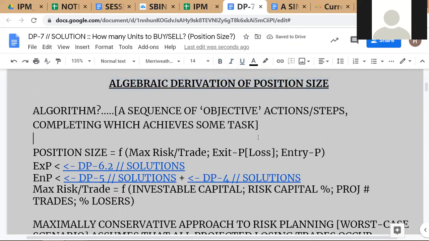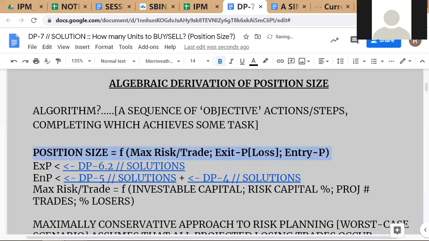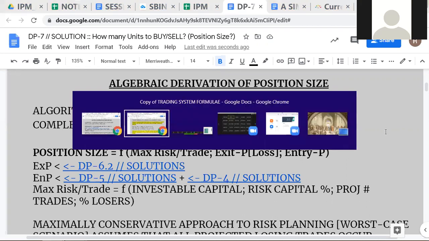In the algebraic derivation of position size, the number one formula you have to remember is that position size is a function of these variables. We are trying to model the position size as a function of these three variables, and in this case we are going to put the trade P&L into this, because the goal is to derive the position size in such a way that the total loss, the trade P&L you experience for that particular trade, should not be greater than the maximum risk per trade. So effectively we set the projected trade P&L equal to the maximum risk per trade. Any questions so far, guys? Is everybody following what I'm saying?